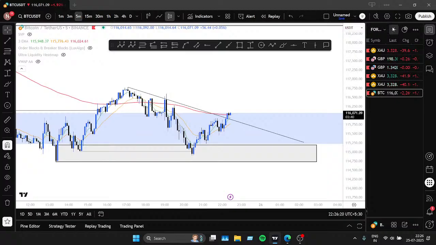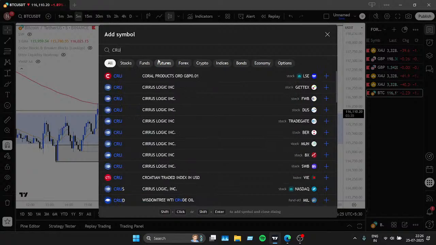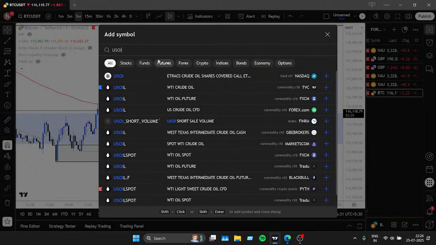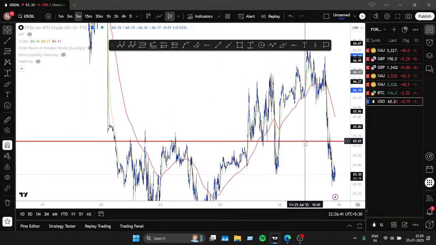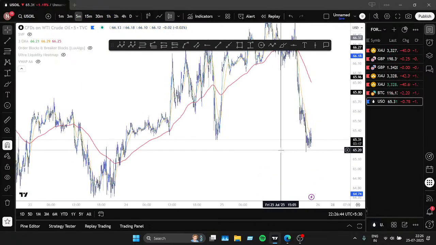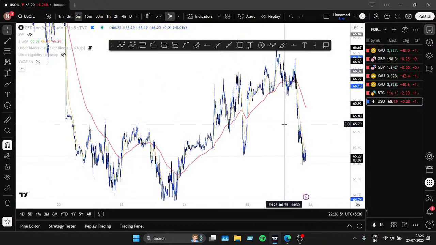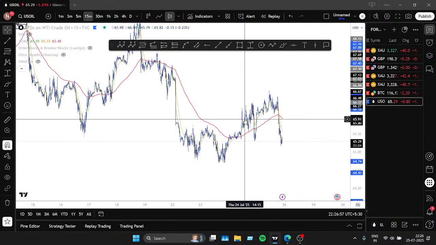Let's look into crude oil. I'm just curious. US oil, yeah. And I want to say once again, crude oil highly reacts with liquidity. Crude oil always wants to take those high liquidity zones.